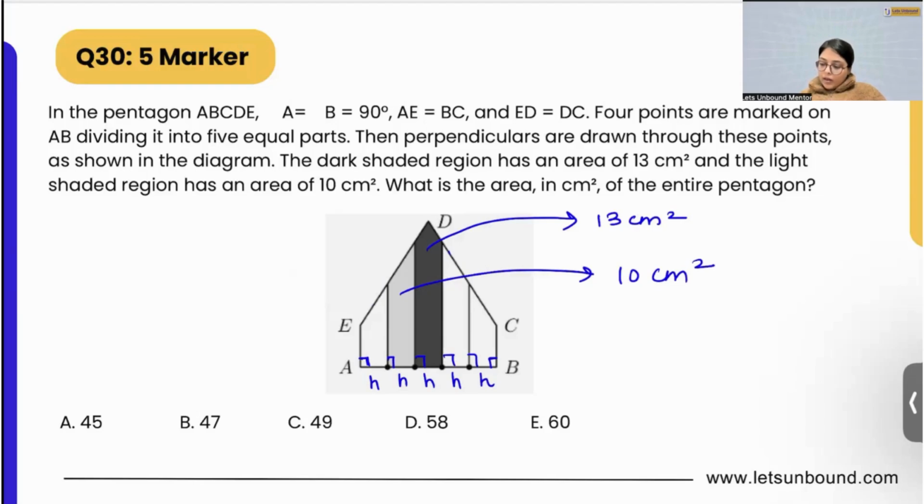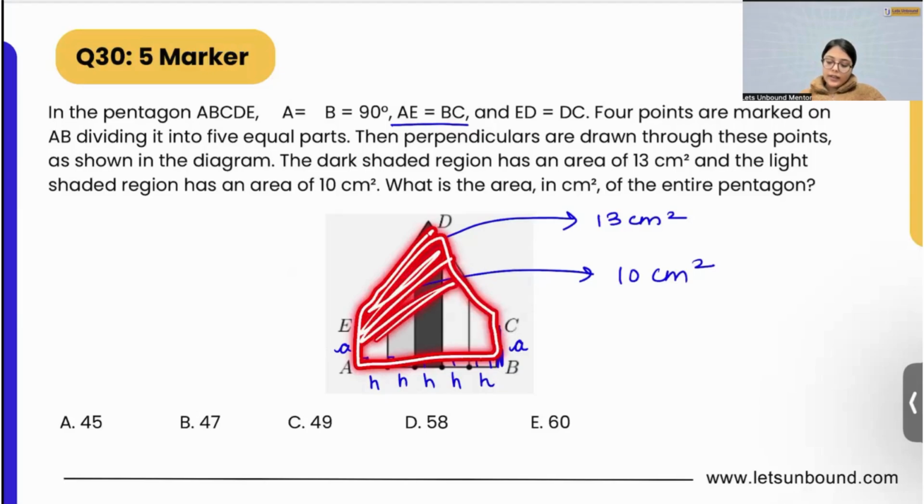Also, AE is the same as BC. So AE, this is the same as this line, you can see, the same as CB. So let me take it as small a just to represent that they are the same. Now we need to find the area of the entire pentagon. You can see the areas of these two parts are given. For the rest, it's not given.